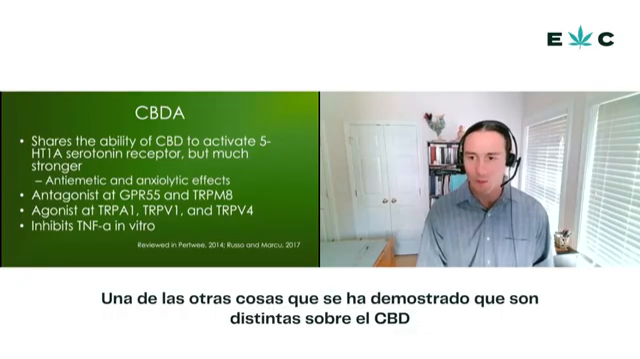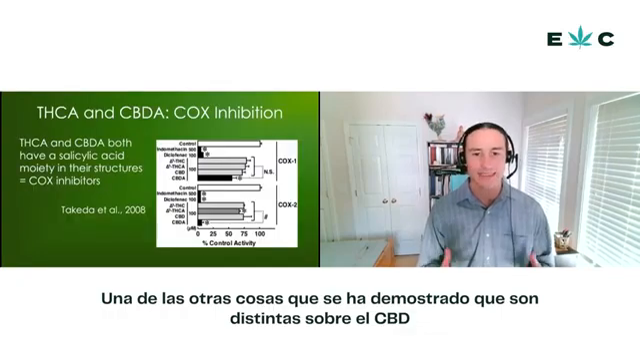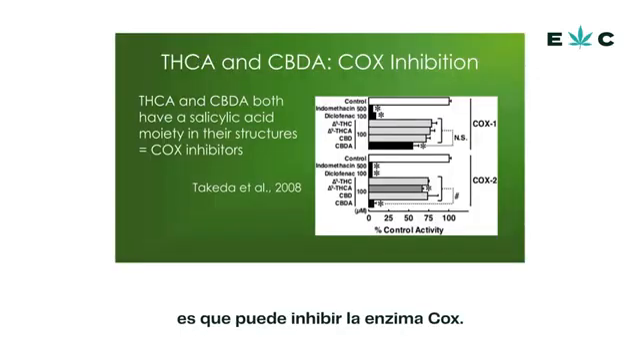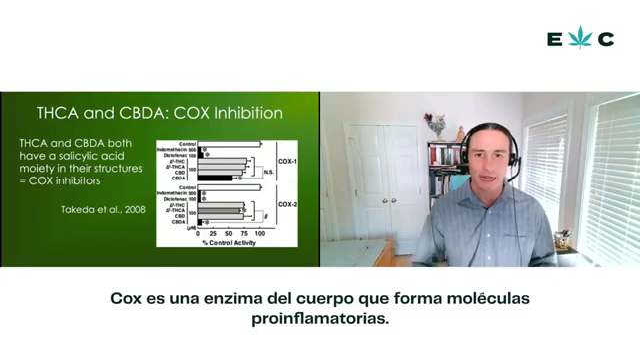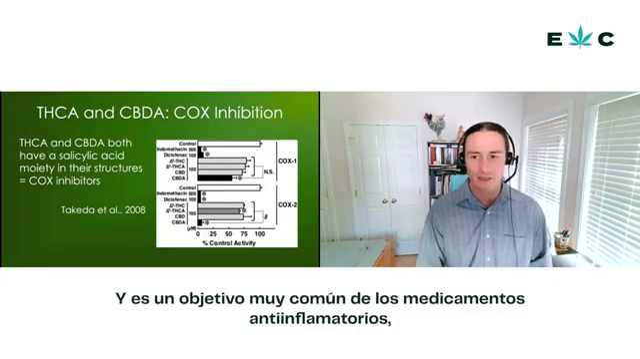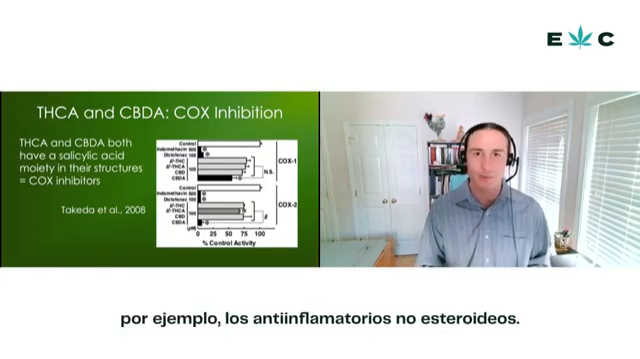One of the other things that's been shown to be distinct about CBDA is that it can inhibit the COX enzyme. COX is an enzyme in the body that builds pro-inflammatory molecules, and it's a very common target of drugs that are anti-inflammatories. For example, the non-steroidal anti-inflammatory drugs.